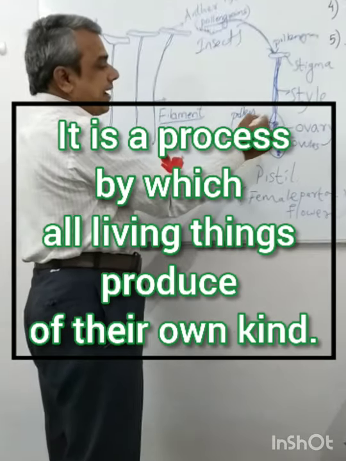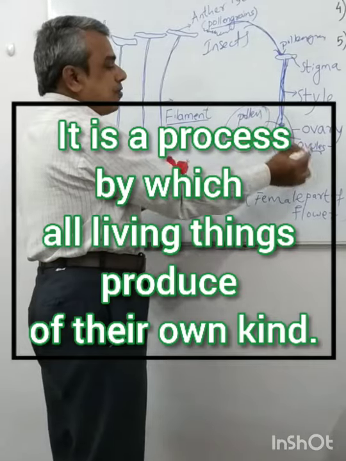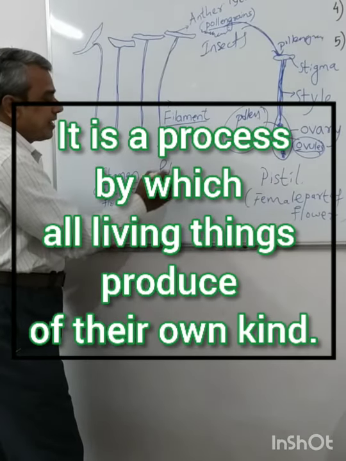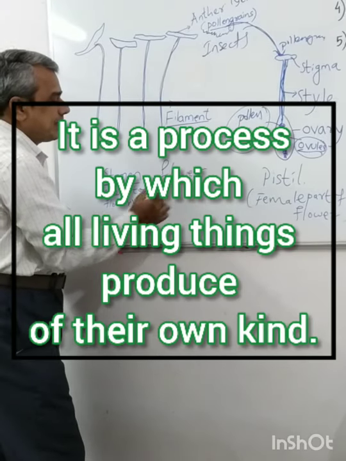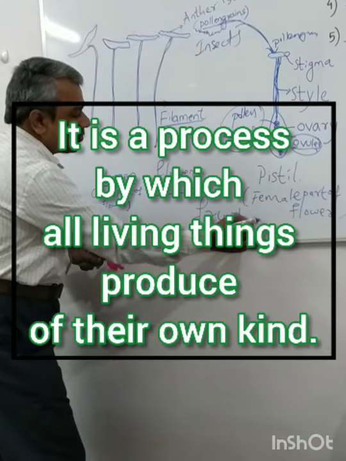Now the pollen grains mix up with the ovules, then what will happen? Slowly, then what will happen? The flower starts converting into the fruit.